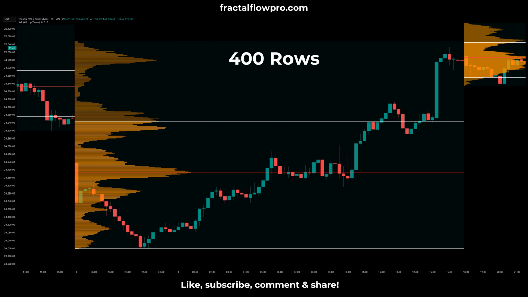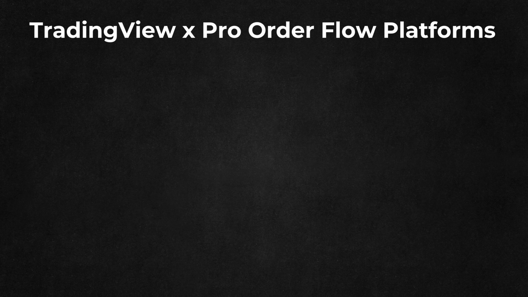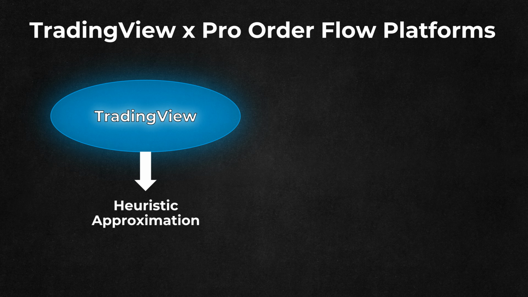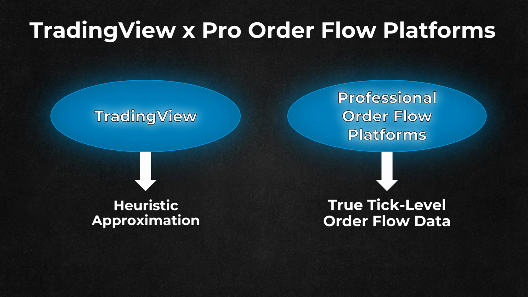Some order flow traders question the reliability of TradingView volume profile because it is calculated using a method known as heuristic approximation. This means that the platform estimates how volume is distributed across price levels, rather than using true tick-level order flow data. Professional order flow platforms, such as ATAS, can calculate the profile more accurately, which provides a more precise breakdown of trading activity.